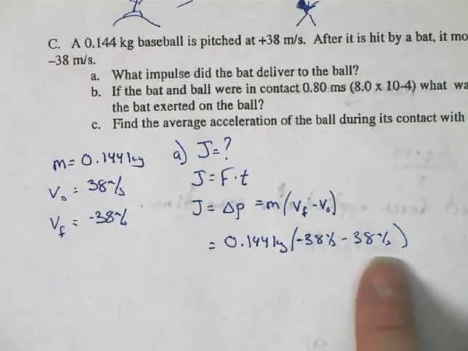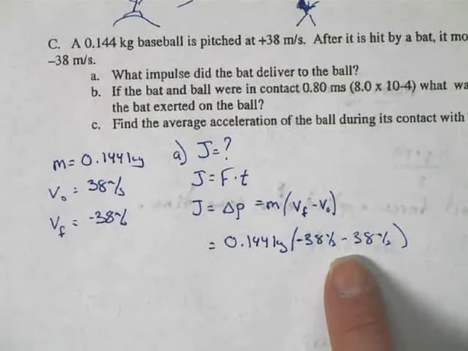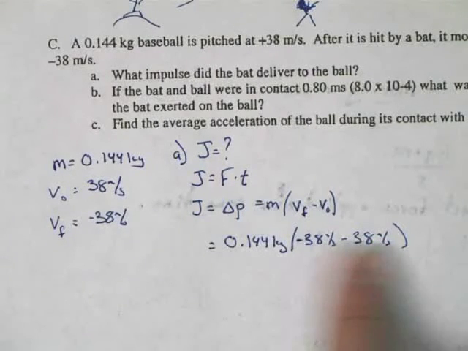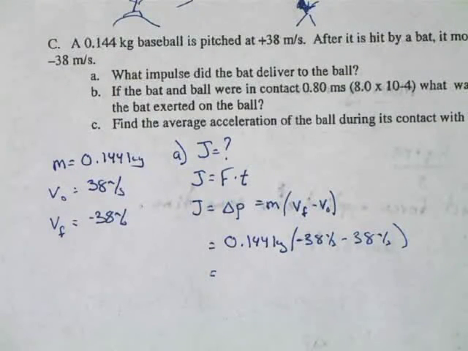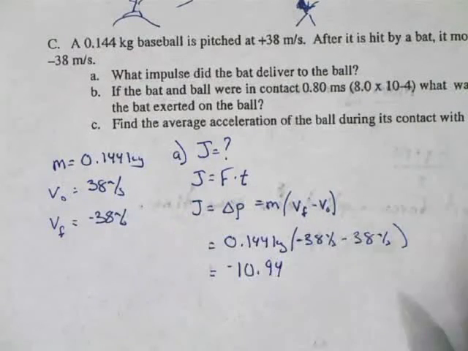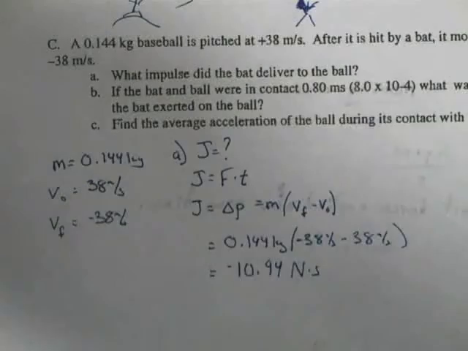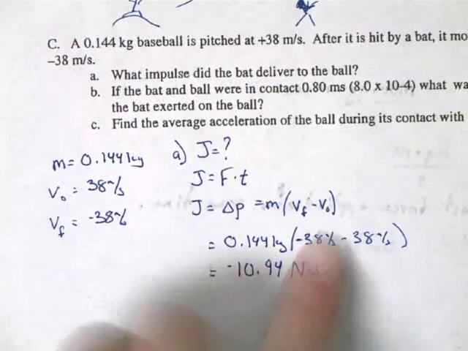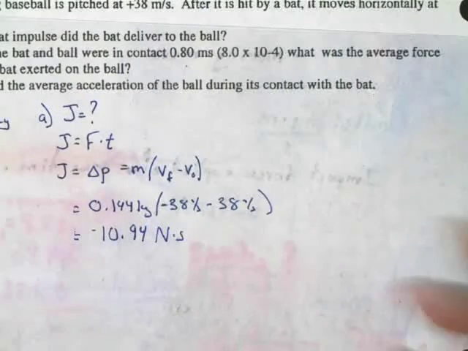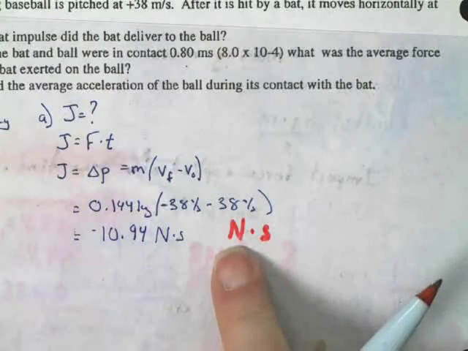So impulse equals the mass, 0.144 kilograms, times V final, which is negative 38 meters per second, minus V original, the positive 38 meters per second. Now, there is a knee-jerk reaction when you see two numbers that you're subtracting to immediately say, oh, they cancel out to 0. Is that the case here? No, it's not. They actually add because we have a negative minus a positive. So really check out those numbers before you have that knee-jerk reaction. And I'm getting negative 10.94. Unit-wise, because they're talking about impulse, I'm going to say newton seconds.